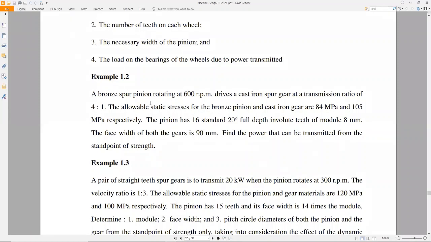The pinion has 16 standard 20 degree full depth involute teeth of module 8 millimeters. The face width of both the gears is 90 millimeters. And we have to determine the power that can be transmitted from the standpoint of strength. So based on the strength of this gear set, how much power can be transmitted?